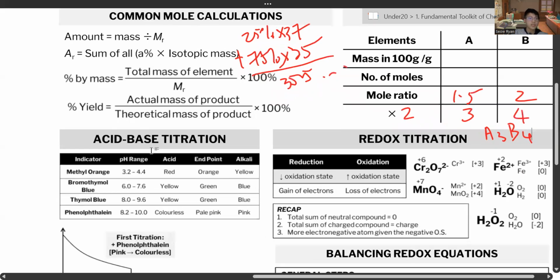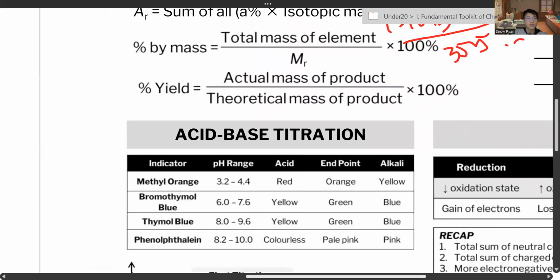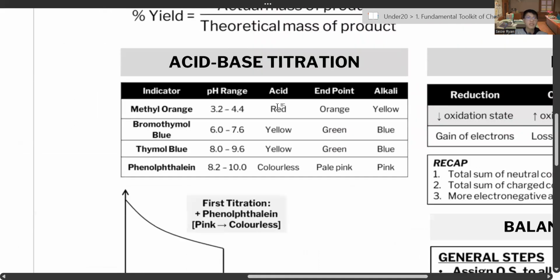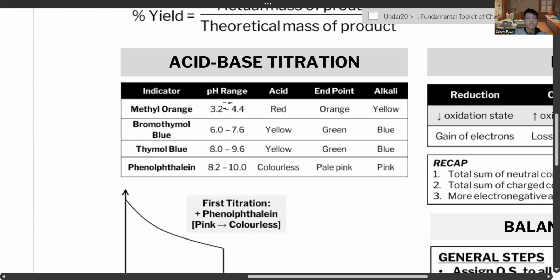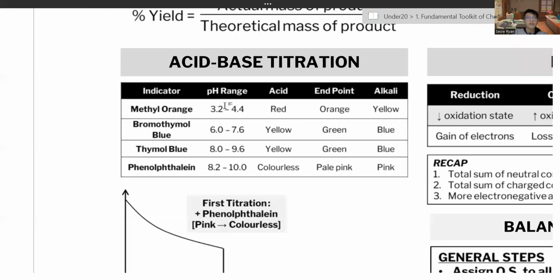So the first one is acid-base titration, which we should all be familiar with. So I give you a list over here, but it's not exhaustive. Just remember one for acids and one for bases. So for me, I like to remember, for acids, methyl orange, and methyl orange turns red in an acid, and for bases, I like to remember thymol blue. Thymol blue turns blue in alkali, right?